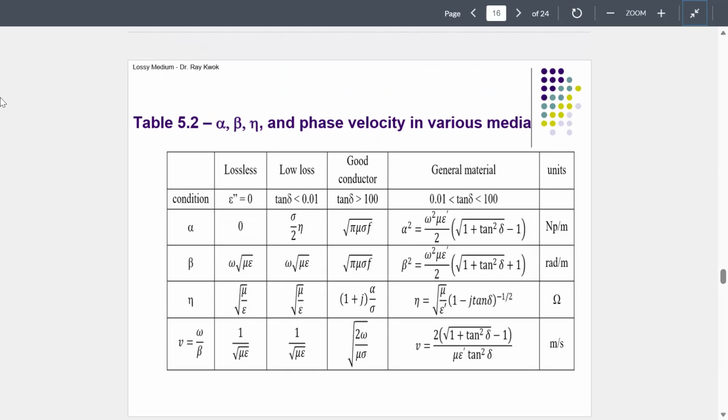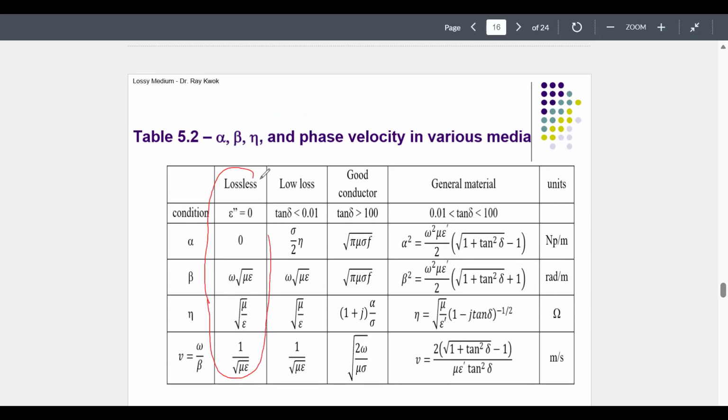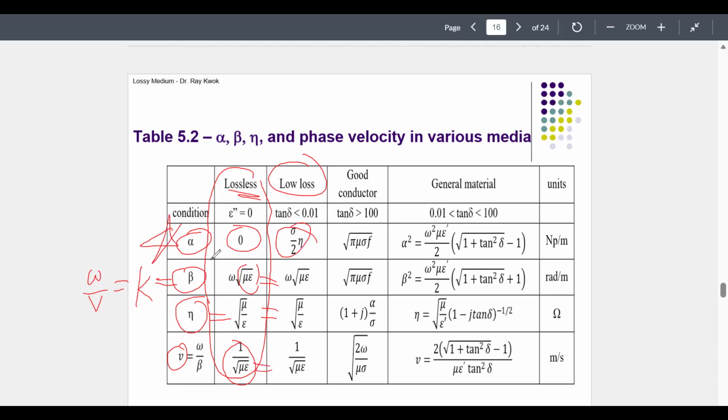So you look at this: this is for what we learned before, when there is zero loss, lossless, no attenuation. Beta is just my k, which is omega over velocity, and velocity is 1 over square root of mu epsilon. Eta is my wave impedance, square root of mu over epsilon. All these are the equations we used before. Now for low loss, all these are the same.